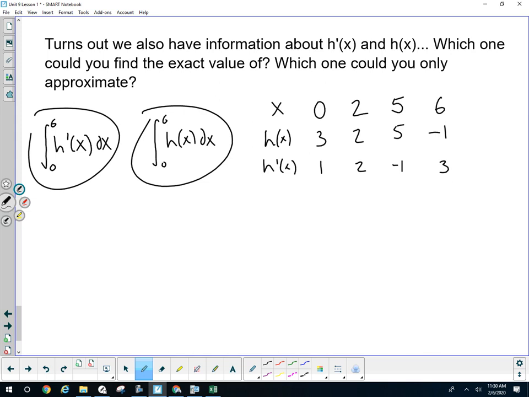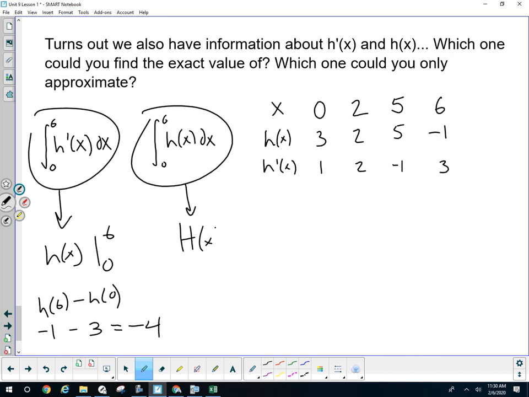Using this table of information. You should remember that your first attempt to find an exact value is to take the antiderivative and find the change. Now, for h prime, I can take the antiderivative, and I can find h of 6 minus h of 0. But h's antiderivative is big H. Do I have big H anywhere? No. Can't do that, so I'm going to have to use a Riemann sum.